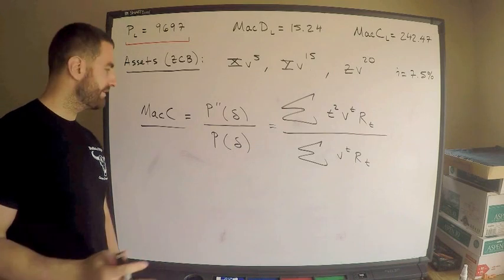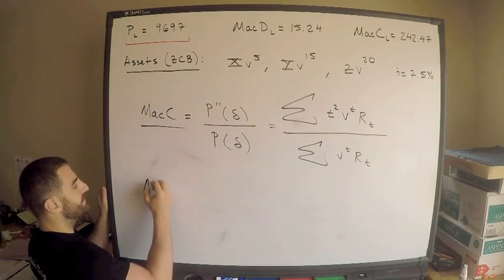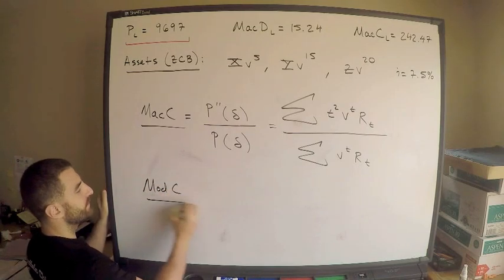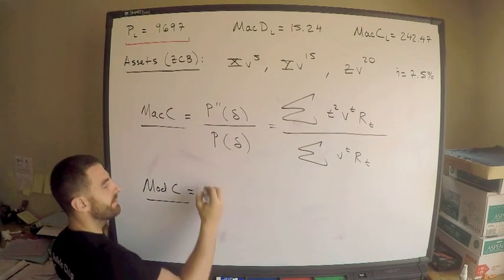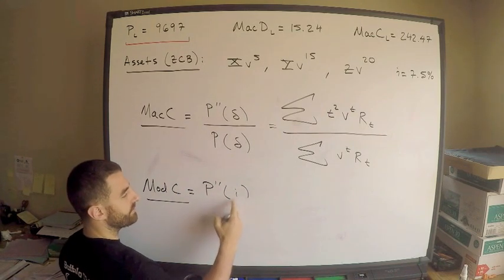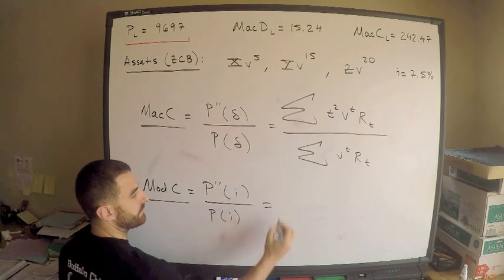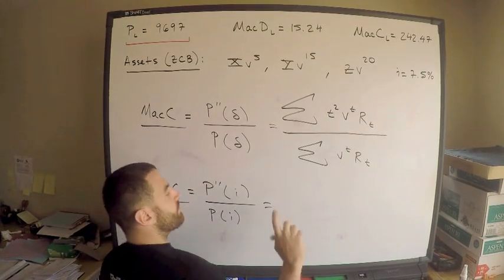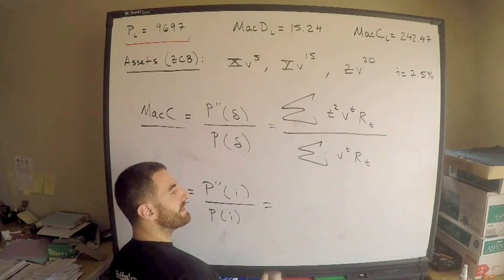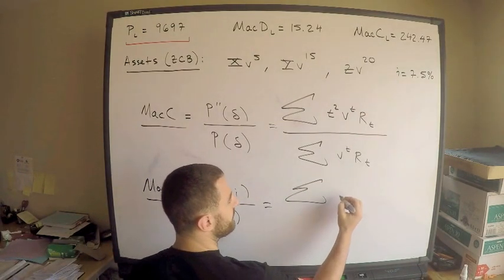They're not asking about modified convexity, but it's important to distinguish between the two. Mod C is given by the second derivative of price with respect to the interest rate divided by the price as a function of the interest rate. So this is very similar in terms of how I'm going to be computing it, but the formula is quite different. Well, it's different enough that it needs to be mentioned.